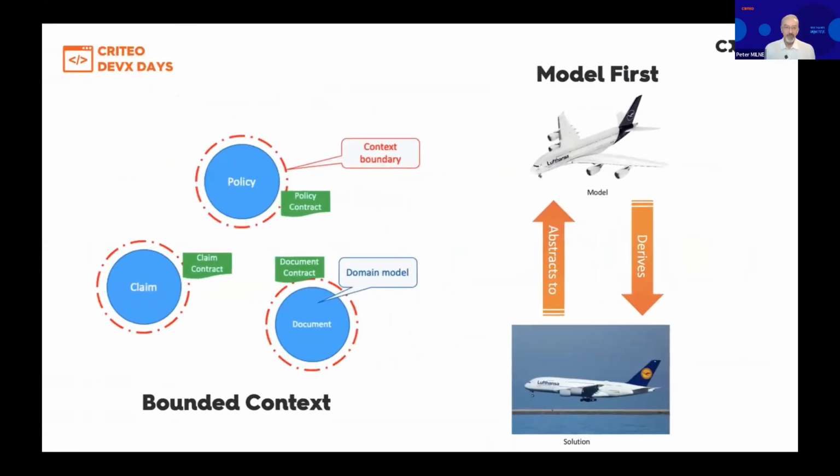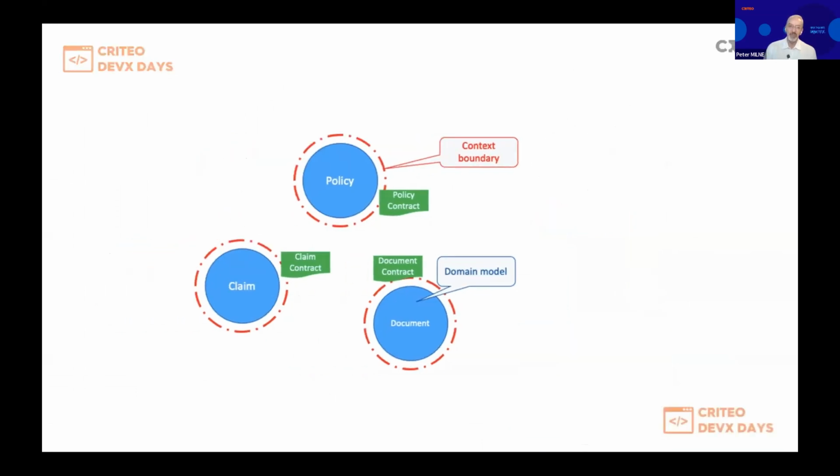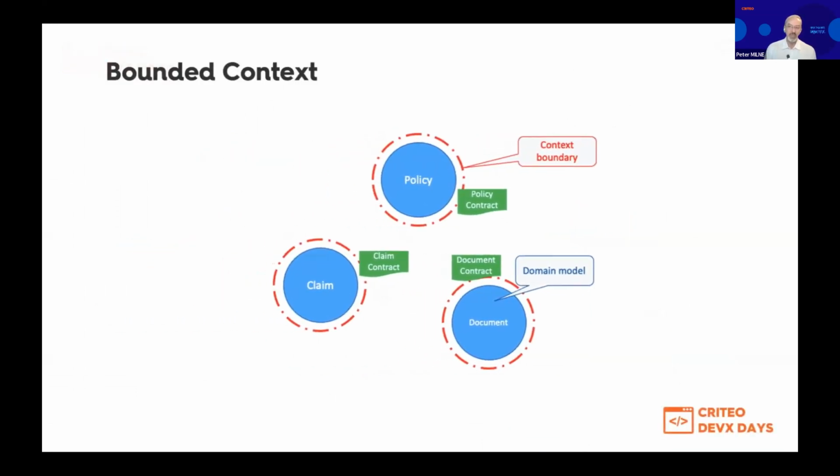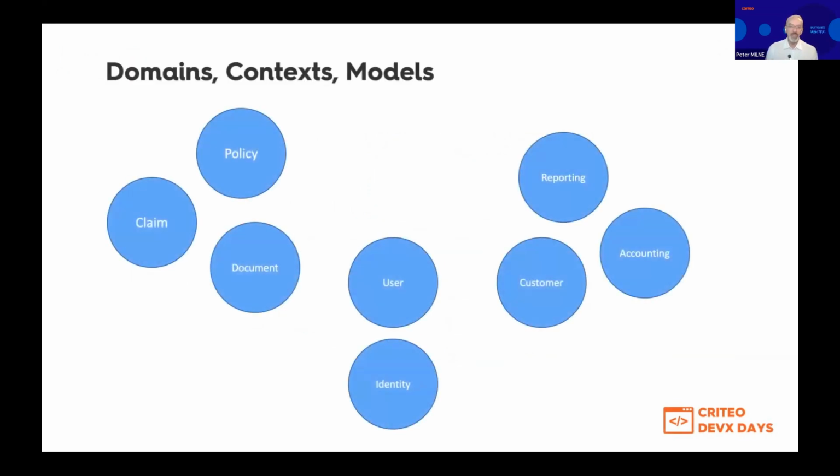Let's talk about my favorites, bounded contexts and model first. We'll start with bounded contexts. What's a bounded context? Well, let me talk to you about this graphic: domains, contexts, and models. These blue circles represent a domain model. The one indicated on the screen is a domain model for a user, but you see others of identity and document and policy and reporting.